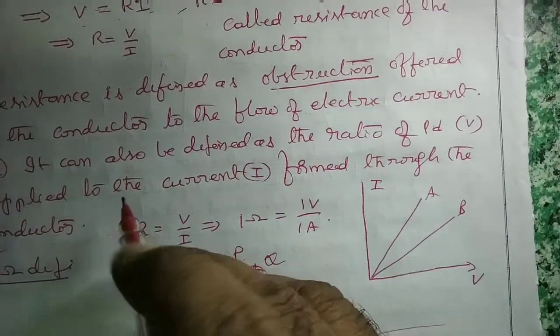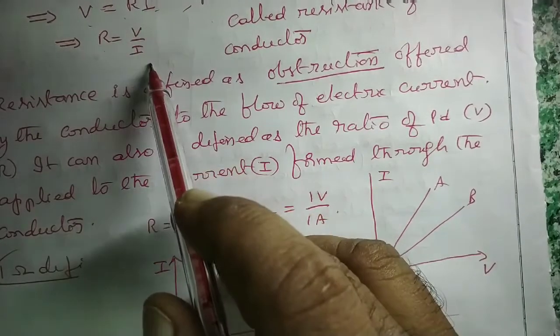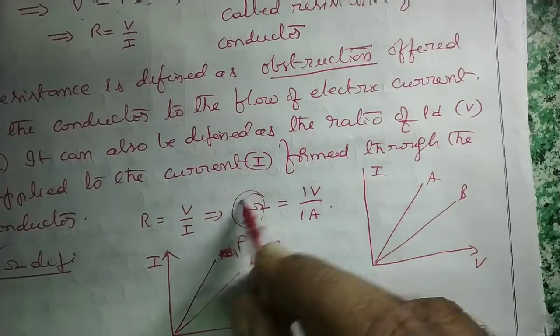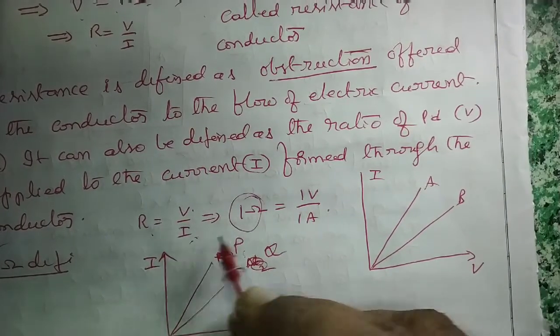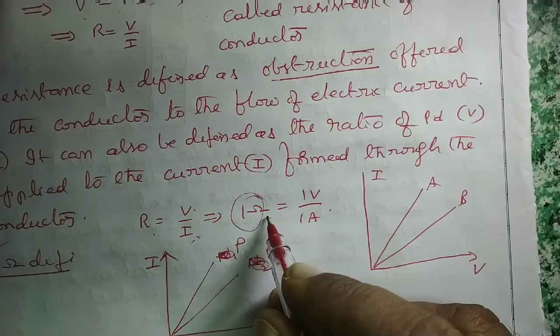In one more way we can define it. Resistance is defined as the ratio of potential difference to current. And the unit of resistance is ohm. 1 ohm is equal to 1 volt by 1 ampere. Current is in ampere, we know. So that means we can define 1 ohm resistance. What is 1 ohm resistance?